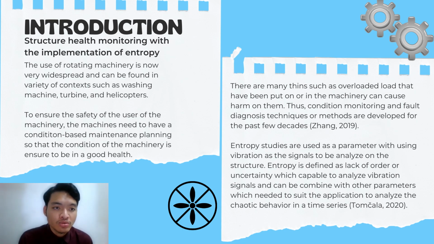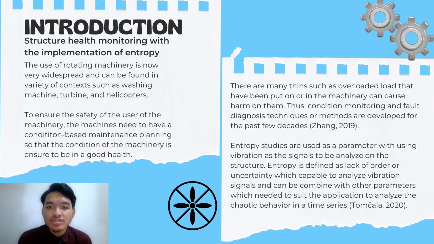entropy, as we all know, the use of rotating machinery is now very widespread and can be found in variety of contexts such as washing machine, turbine, helicopters, and many other machines. To ensure the safety of the user of the machinery, the machines need to have a condition-based maintenance planning so that the condition of the machinery is ensured to be in a good health.